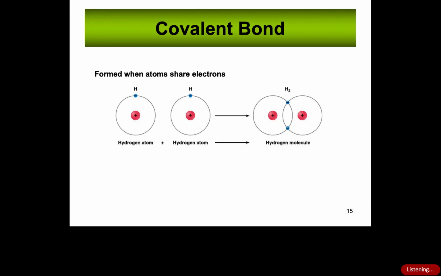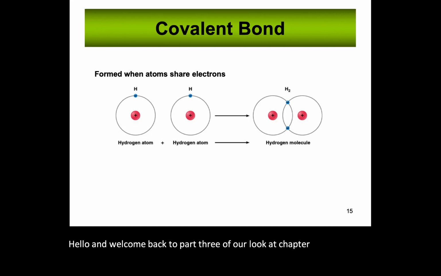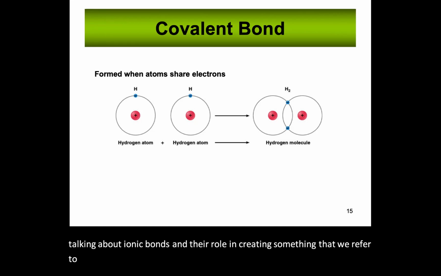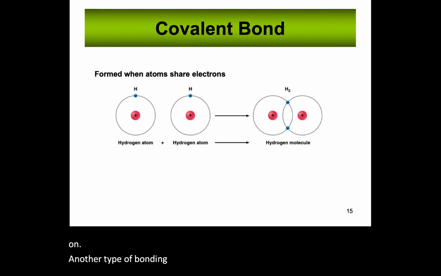Hello and welcome back to part 3 of our look at chapter 2, dealing with biochemistry. At the end of the second video, we left off looking at and talking about ionic bonds and their role in creating something that we refer to as electrolytes. And in this third video, we are going to be more focused on another type of bonding called covalent bonding.